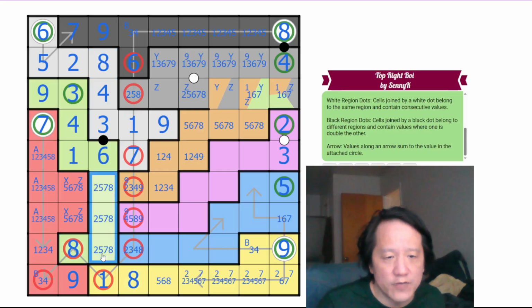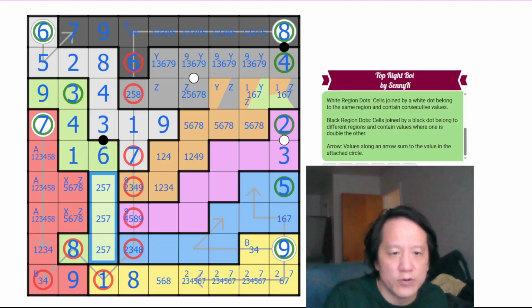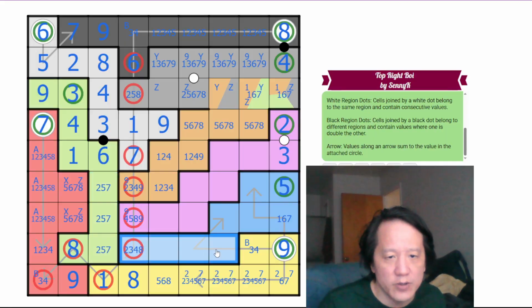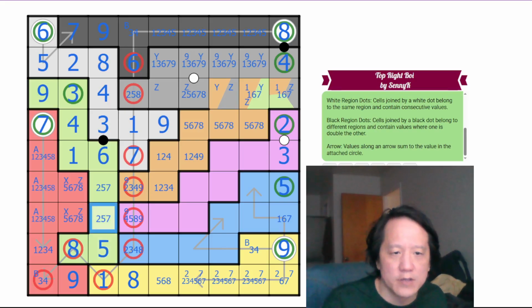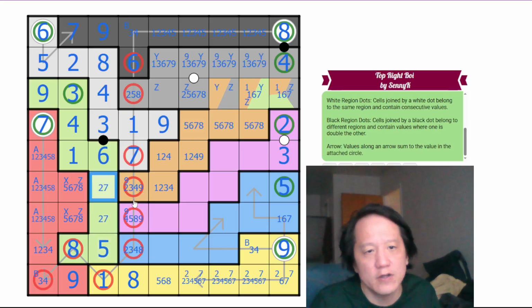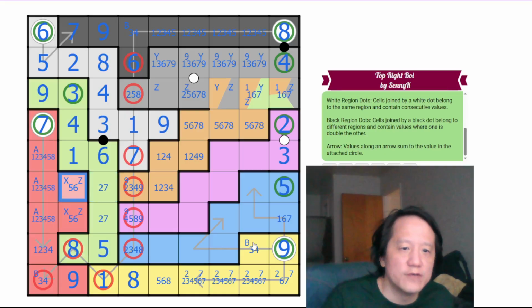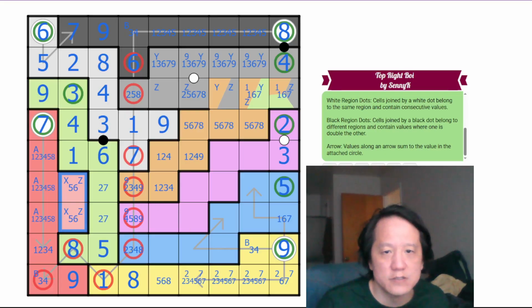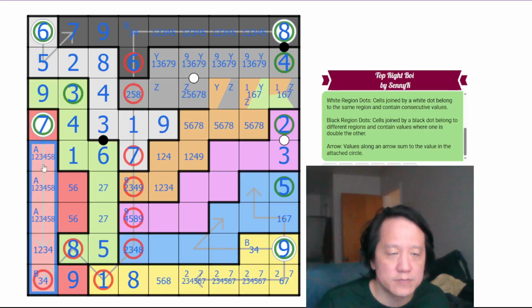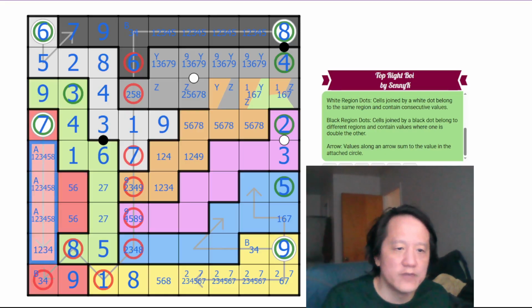Where is 5 again in row 8? It can't be here because of 5 in the region, can't be here because it must match that B. So 5 has to be here. So that leaves 5 and not 5 here. 2, 7 as a pair. No 7, 8 here. It's 5, 6 as a pair, which is X and Z. 5 and 6. This has to have an 8.